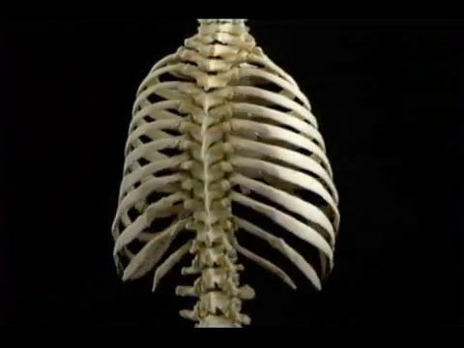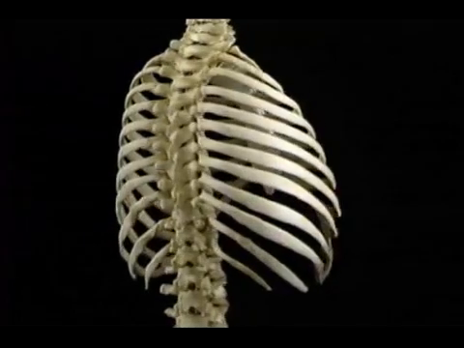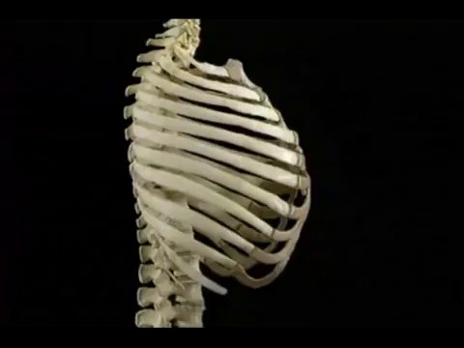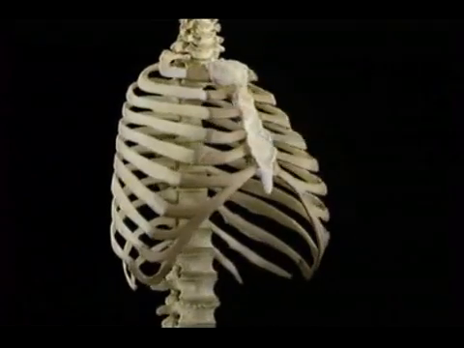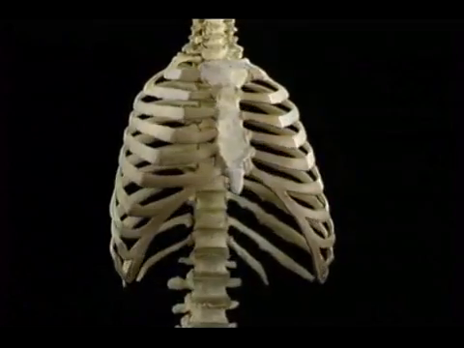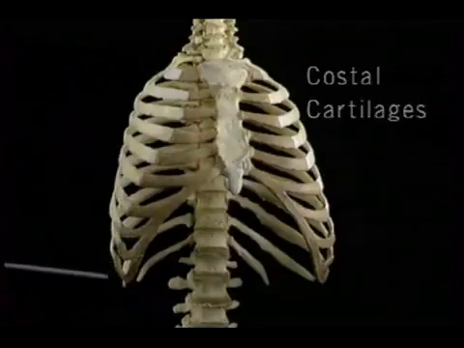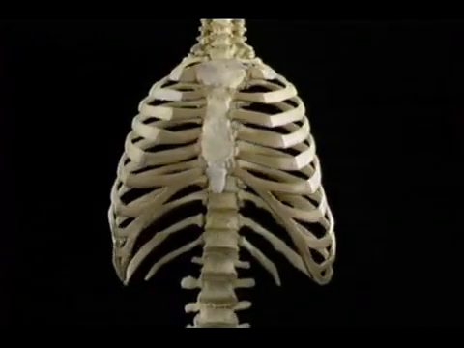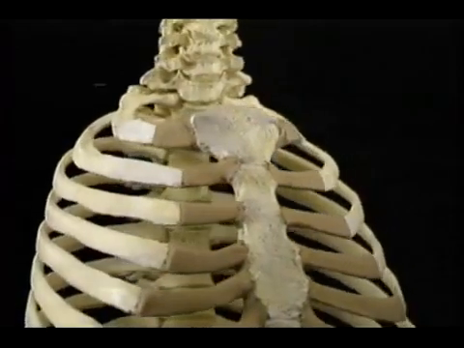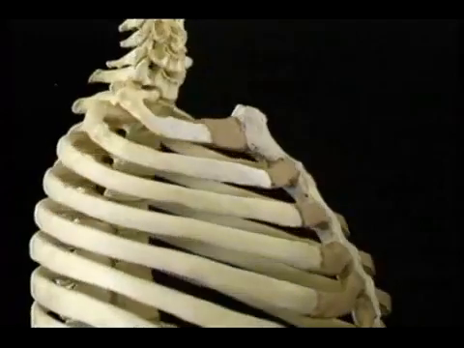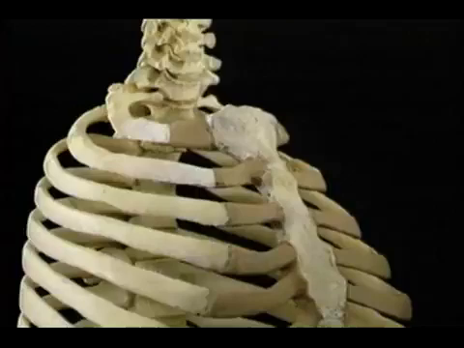The bones of the thorax are the thoracic vertebrae, the 12 pairs of ribs, and the sternum. Connecting the upper 10 pairs of ribs to the sternum are the costal cartilages. The first rib is quite small. Like all the ribs, it's angled downward from back to front. We'll take a special look at the first rib in a little while.